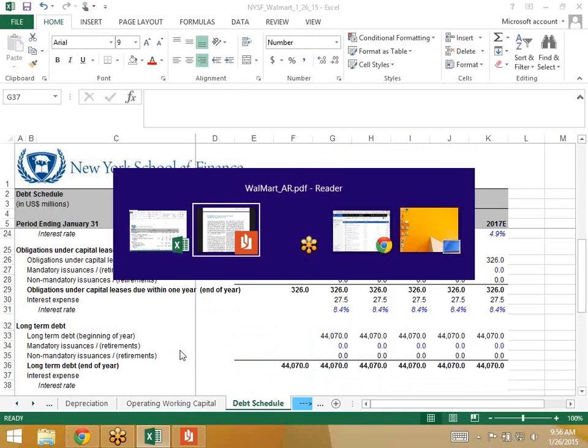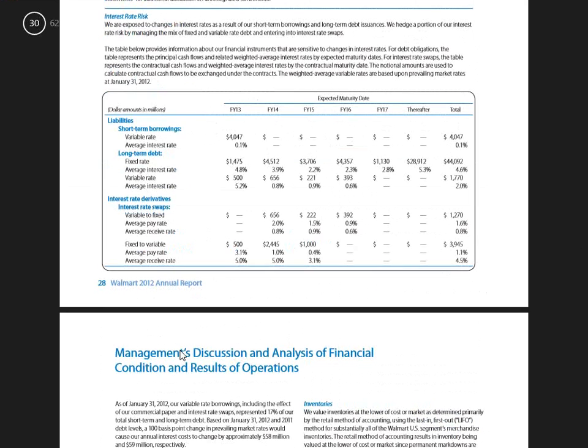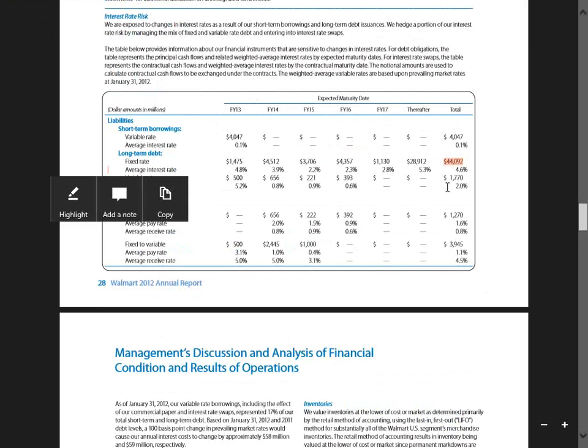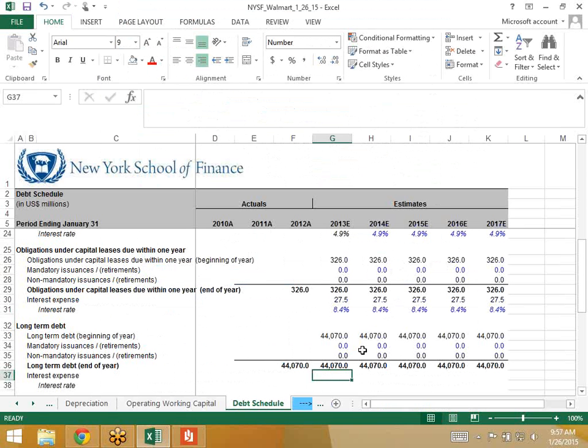And something strange happens here that I couldn't figure out. You see this a lot in financial reporting. They have 44.092 in fixed rate long-term debt and 1.7 in variable rate. So that's 45.7 of long-term debt. We have 44.07. I don't know why. It just doesn't add up. It's strange, and I couldn't figure it out.